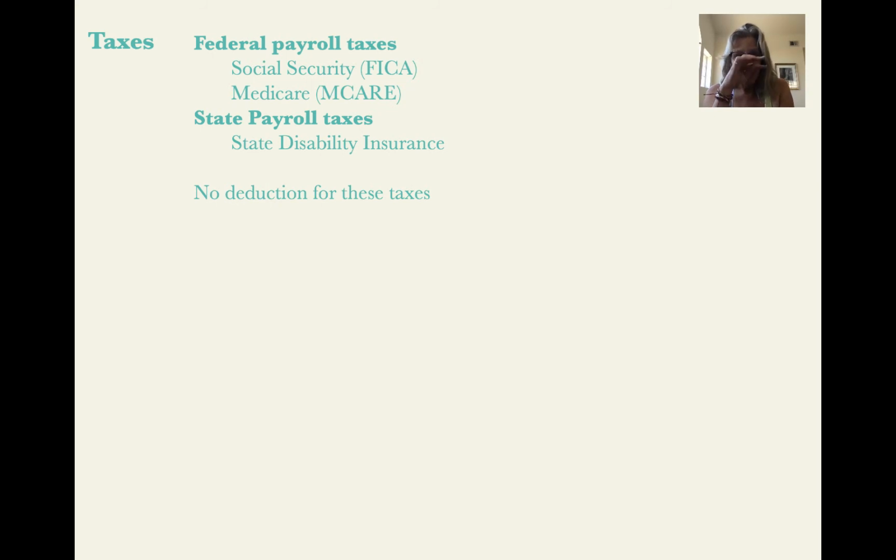Other deductions that we have to take are Social Security, Medicare, and state disability insurance. These are not calculated based on taxable income. They're calculated based on the wages that you earn, so there are no deductions for these taxes. It's 6.2% for FICA or Social Security, 1.45% for Medicare, and 1.2% for state disability insurance.